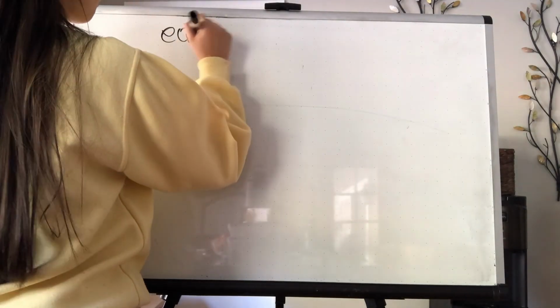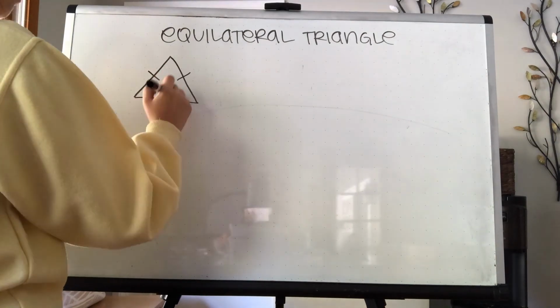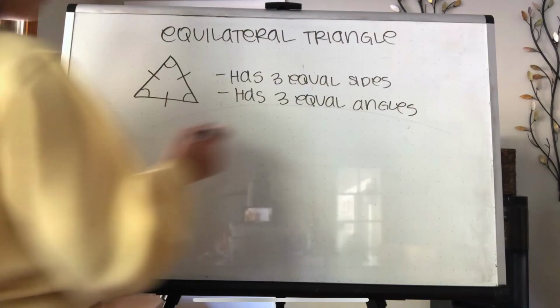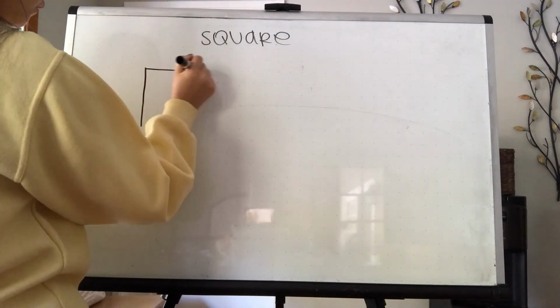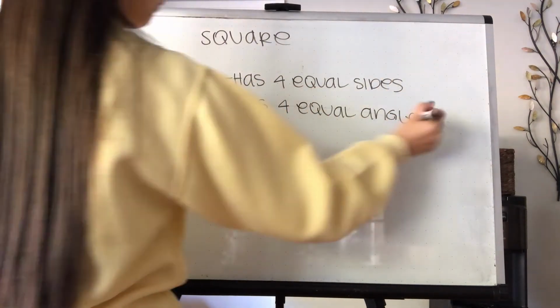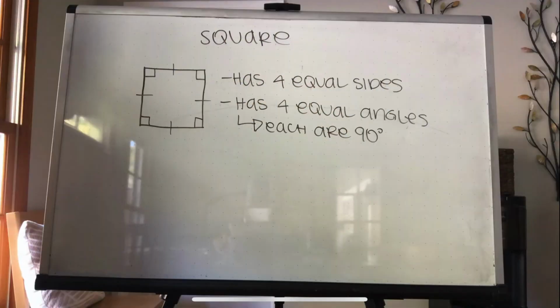The first regular polygon we're going to talk about is an equilateral triangle, which we already kind of talked about in the triangle category, but it's a regular polygon because it has 3 equal sides and 3 equal angles. The next regular polygon is a square, and again we talked about the square in our quadrilateral category, but it's also a regular polygon because it has 4 equal sides and 4 equal angles, and remember that each angle is 90 degrees.